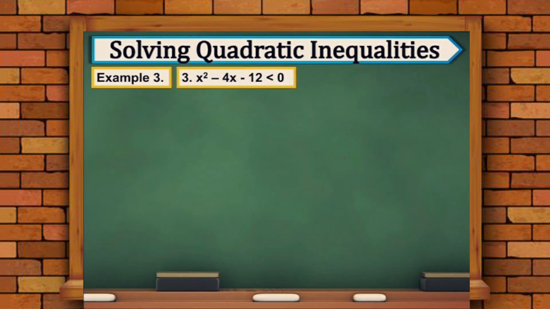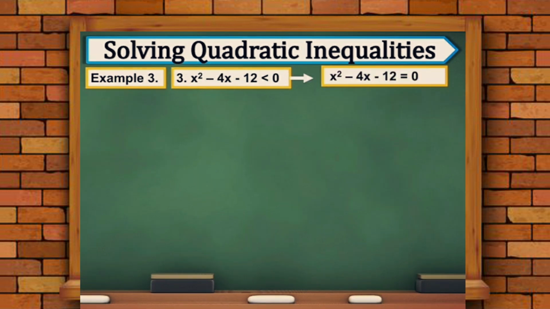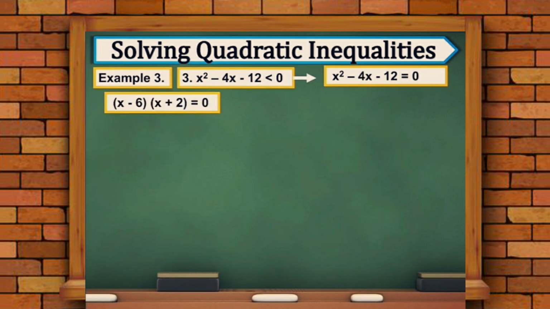Number 3 example, or last example. X squared minus 4x minus 12 is less than 0. Make it a quadratic equation. X squared minus 4x minus 12 is equal to 0. Factor it. Always remember, class, if it is factorable, factor it to get the roots of the quadratic equation faster. X minus 6 times the quantity of x plus 2 is equal to 0.